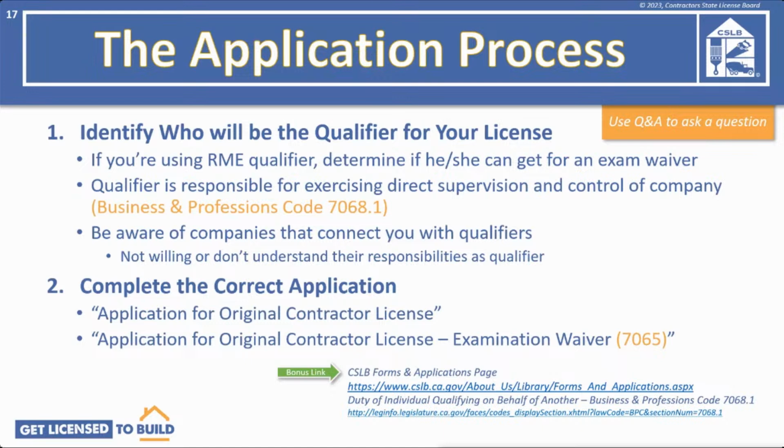Next, make sure you complete the correct application. There are two options. One is the original application for original contractor's license, and two, the application for original contractor's license examination waiver. We've got links to both at the bottom of the page.